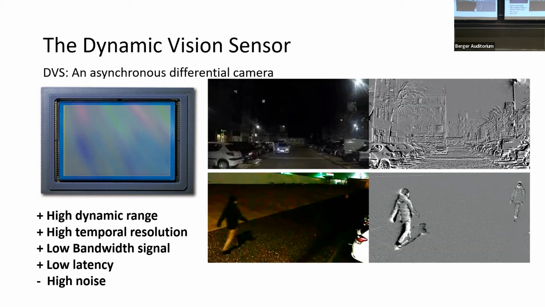You get very high dynamic range. That has been exploited a lot. You can go from day to night because of the logarithm. You get very high temporal resolution, very low latency, and it is ideally a low bandwidth signal because you only record the changes, so it is made to fit spiking architectures. Of course, on the other hand, currently we still have to deal with quite some high noise. But in principle, the sensor is well suited for real robotics.